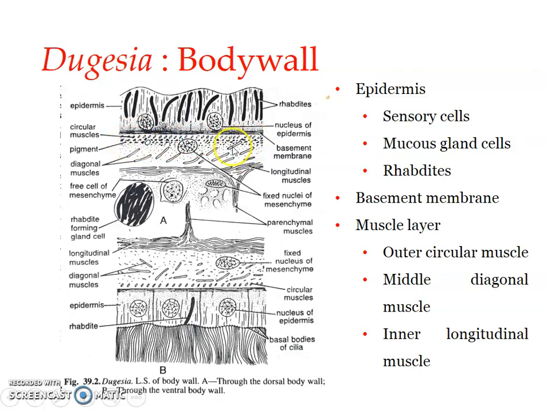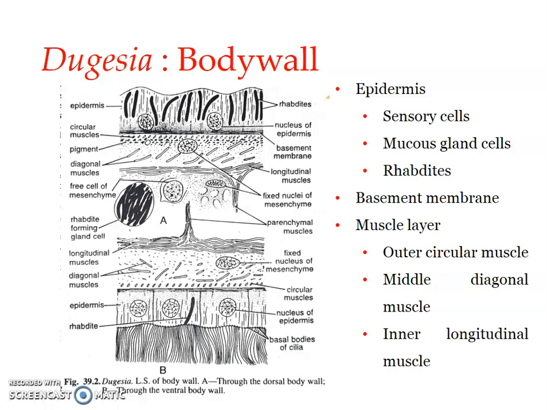And then a middle layer of diagonal cells. These are diagonal muscles, and then comes the longitudinal muscles. So we have three different layers of muscle cells which form the muscle layer. One is the outermost circular muscles, the middle one diagonal muscles, and the innermost longitudinal muscles. Actually the longitudinal muscles are found to be more developed in the ventral body wall. You can see here, these are the longitudinal muscles, and they are thicker and more abundant, right?